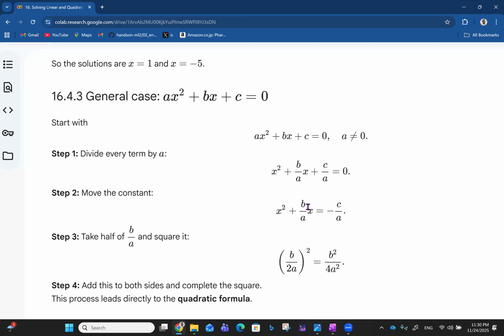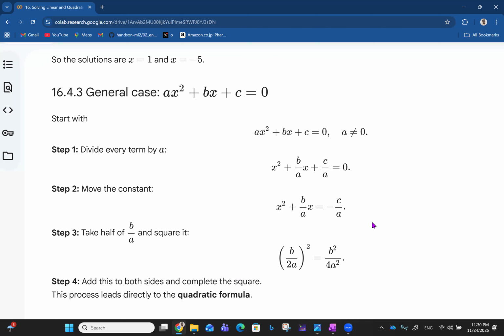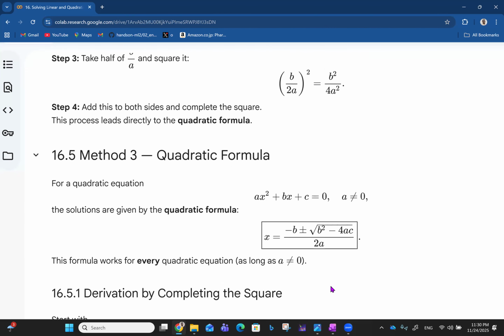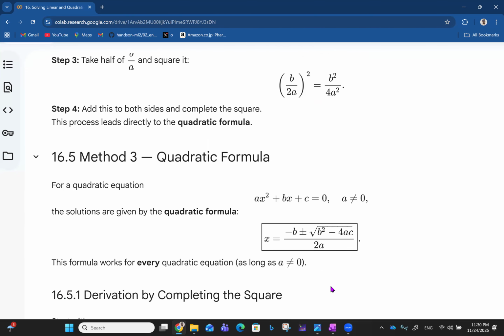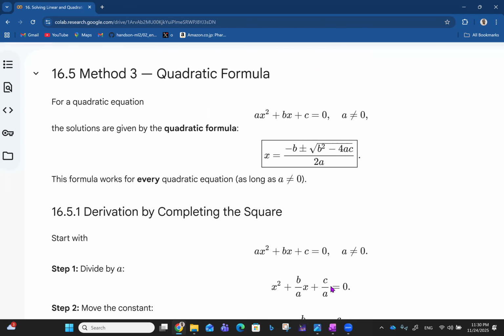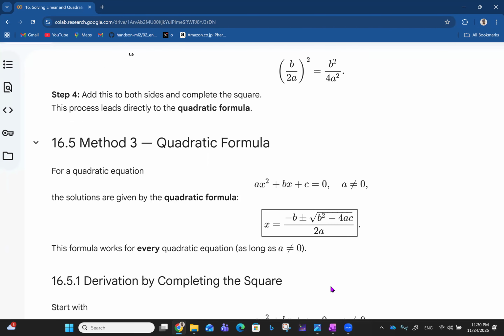So if you add this to the left-hand side, it completes that square, which is going to be x plus this b over 2a, first of all squared, right? And then you also add the same thing to the other side. So this process leads to the quadratic formula. And you see, we've not completed this process here. By the time we add, now we get the quadratic formula. So method 3 now is the quadratic formula.